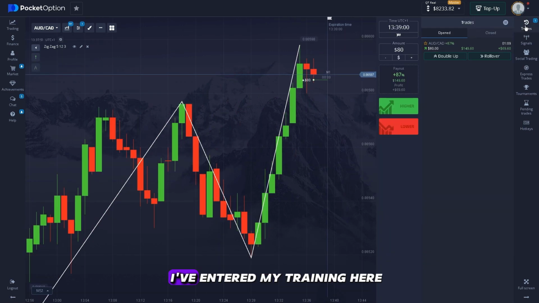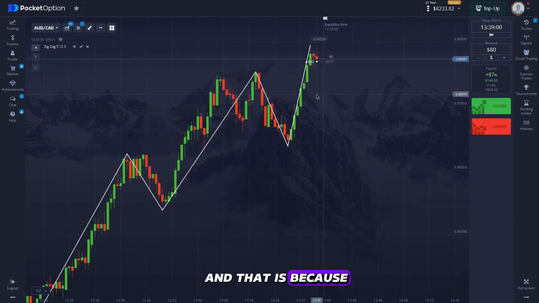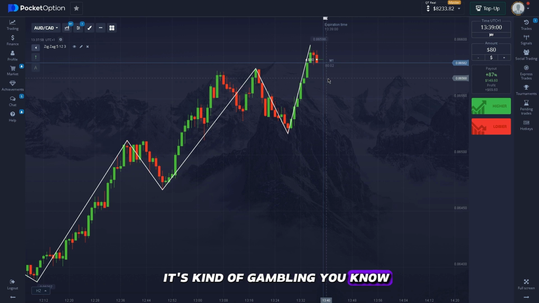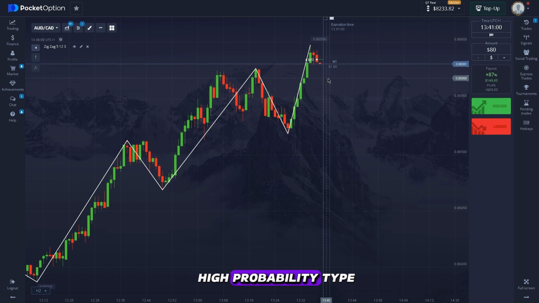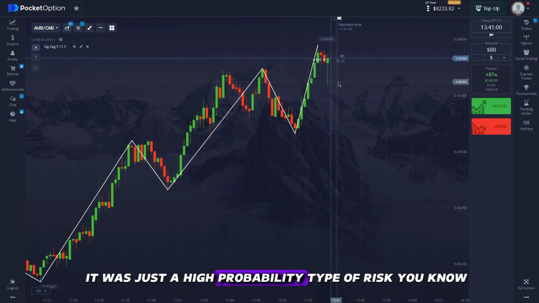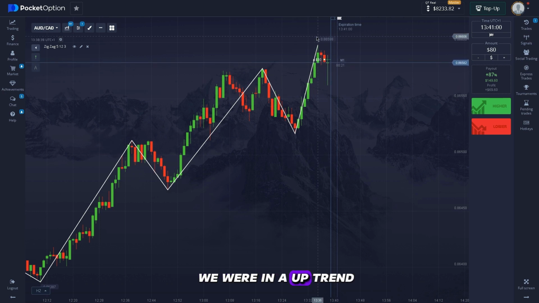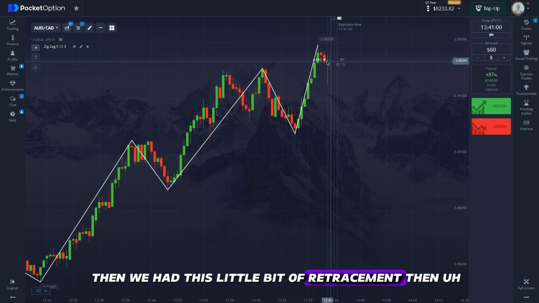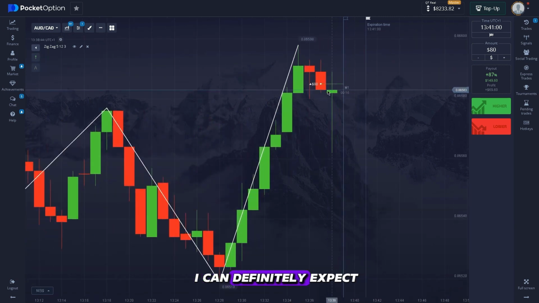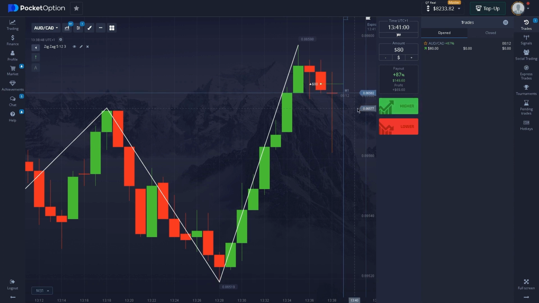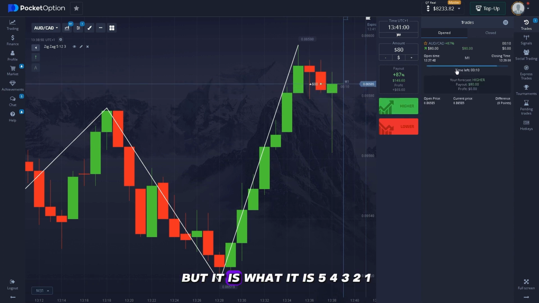As you guys can see, I've entered my trade in here, and that is because it's kind of gambling, you know, but it's a high probability type of gambling. It was just a high probability type of risk, because as you guys can see, we were in an uptrend, then we had a little bit of retracement, then I can definitely expect a single candle to go up, and I'm probably gonna lose, but it is what it is. 5 4 3 2 1.